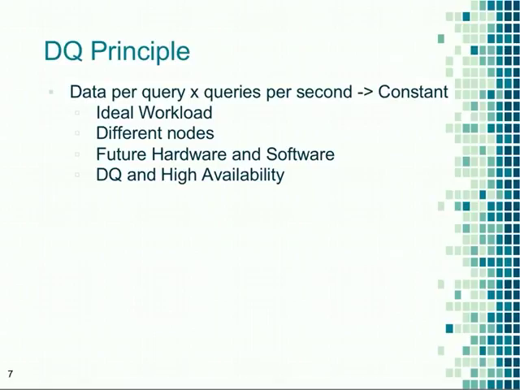On this slide, we are going to look at the DQ principle. The DQ principle is the amount of data that needs to be moved per second on average. This is shown by the data per query times the queries per second. The basis behind this is that the capacity of the system normally tends to bottleneck. This will reduce the amount of data that will be able to move. So we need the DQ value to show how much data should be moved at a time.